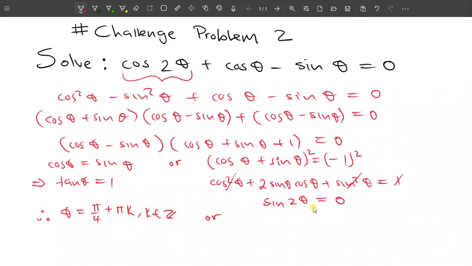Then for this one, we know that sin is a function which can only be 0 when the argument is a multiple of π. So it implies 2θ must be equal to kπ, where k is an element of the integers. So it follows that θ has to be kπ/2, where k is an element of the integers. And therefore, this is our solution 1, and this is the other solution. And therefore the solution is done.